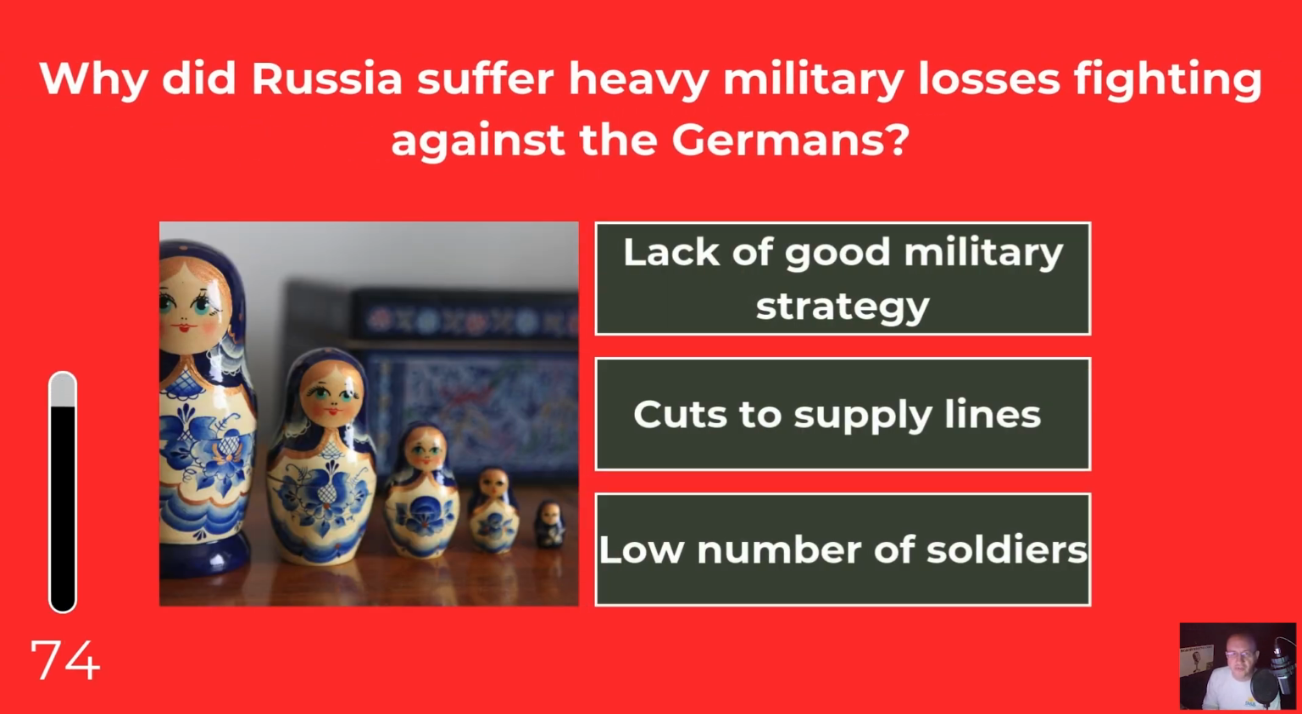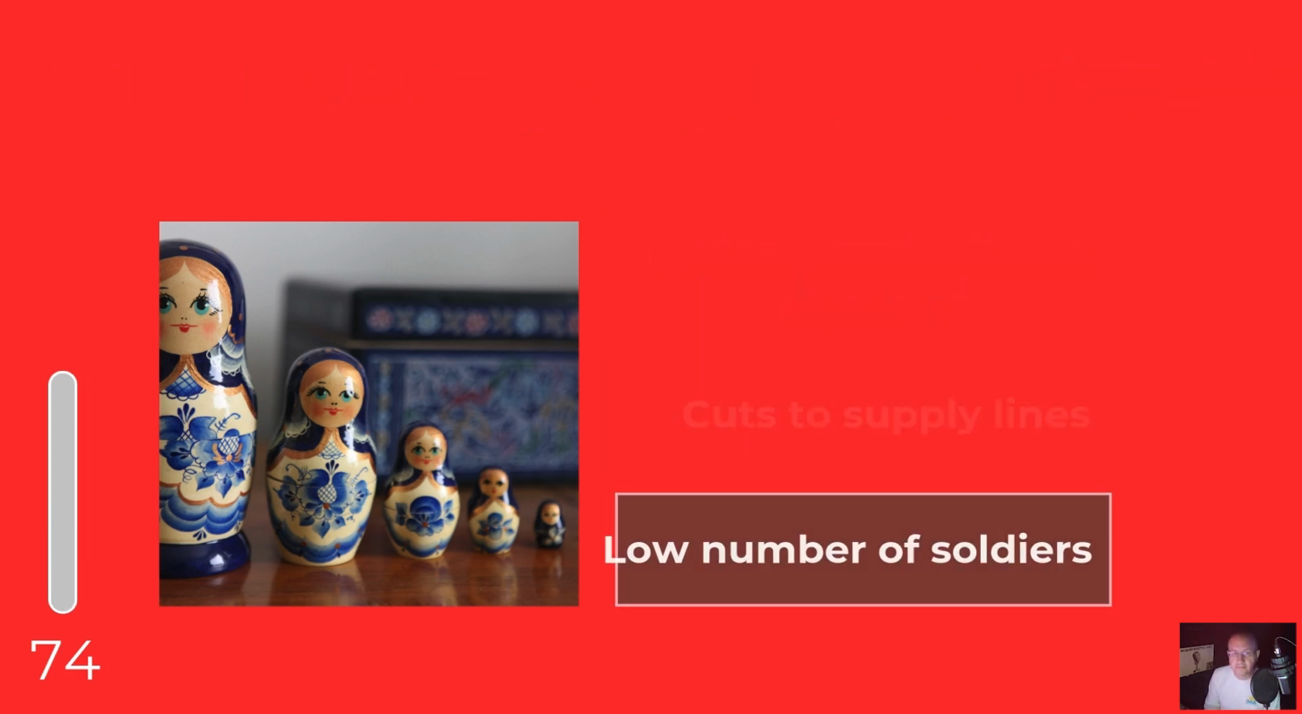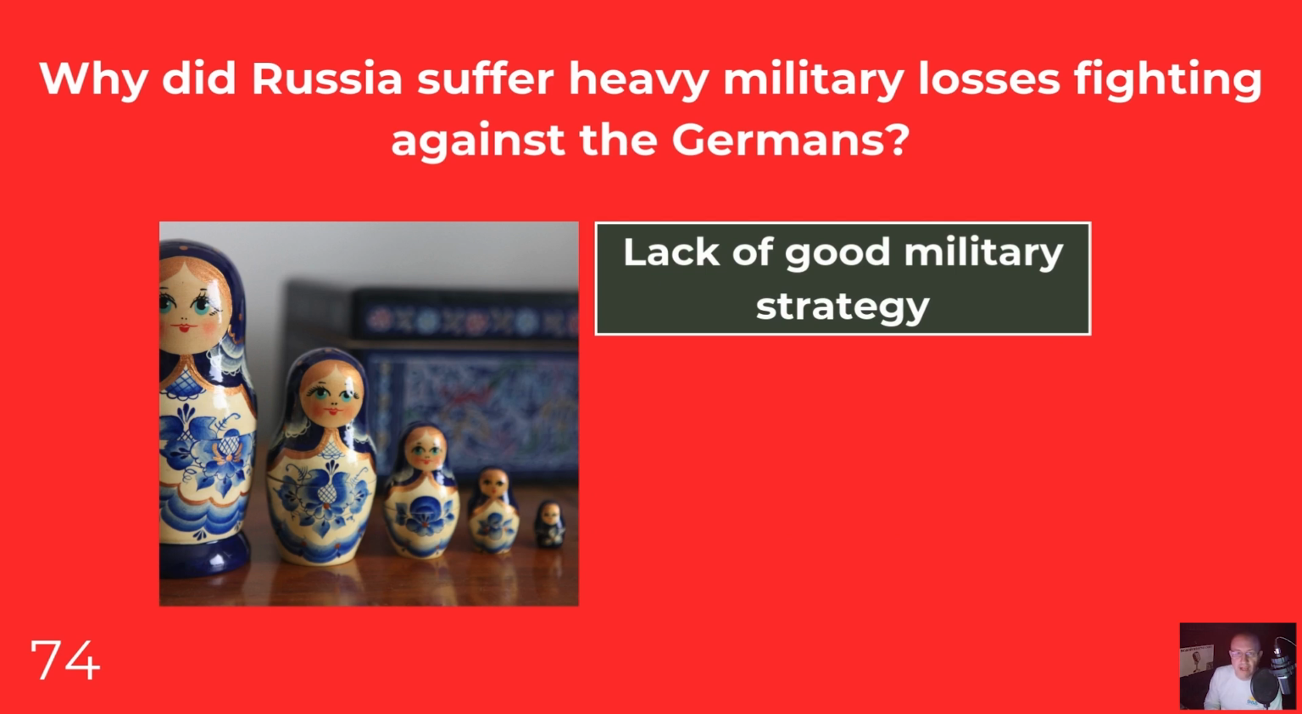Why did Russia suffer heavy military losses fighting against the Germans? Was it because of a lack of a good military strategy, cuts to supply lines, or a low number of soldiers? It was a lack of a good military strategy.